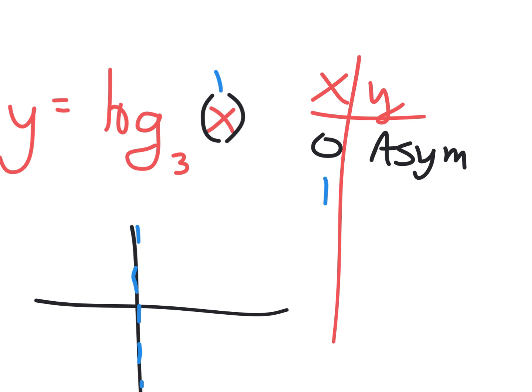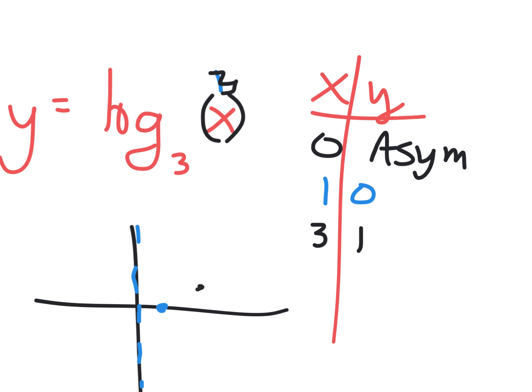So, what do you get? 0. 1 comma 0. Over 1, up 0. It's a dot right there. Jack Sexton. 3. You skipped over 2 because log base 3 of 2 is not nice. But log base 3 of 3 is 1. 3 comma 1. Over 3 up 1.